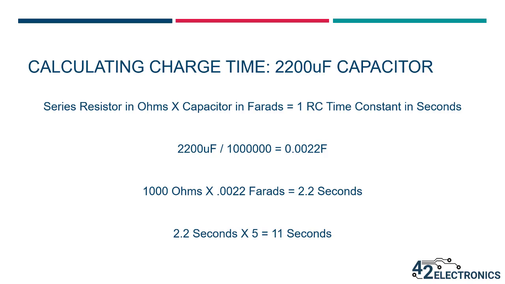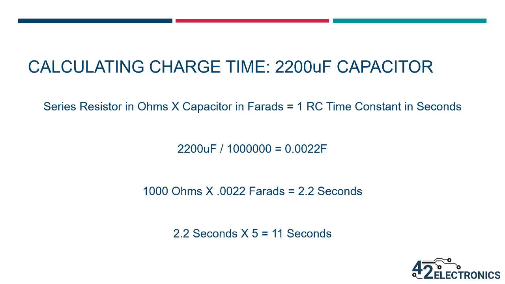The time required to fully charge a capacitor can be computed by using a value called the RC time constant. 1 RC time constant is the amount of time required for a capacitor to charge to 63%. And 5 RC time constants are generally considered to be the time required to fully charge. The RC time constant for a circuit can be computed by using this formula. Series resistor in ohms multiplied by capacitor in farads equals 1 RC time constant in seconds.